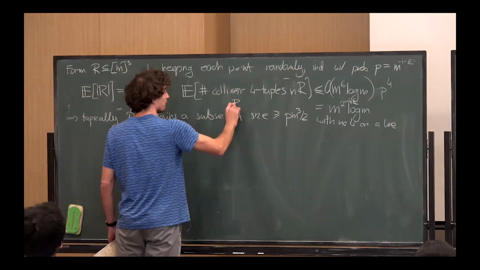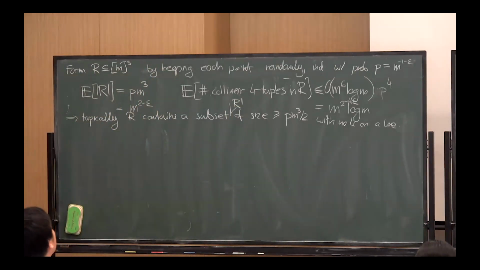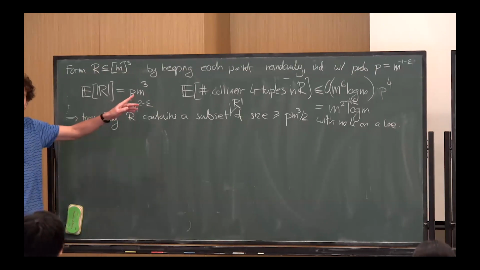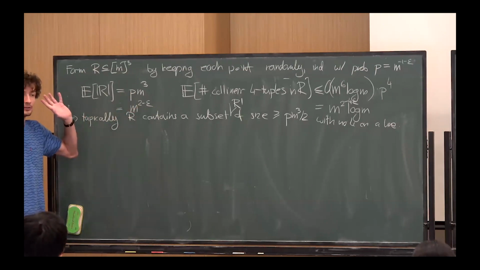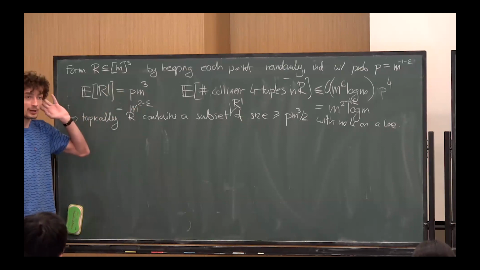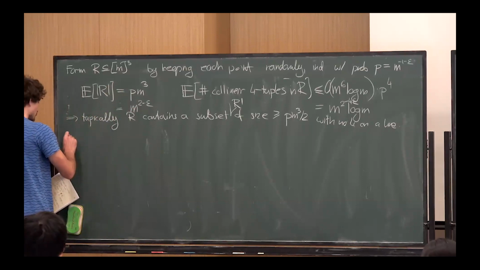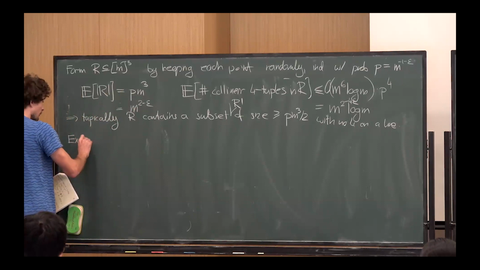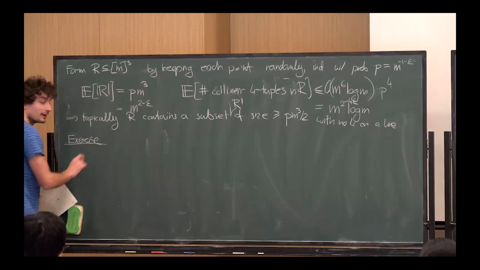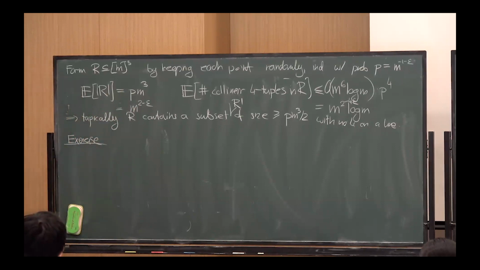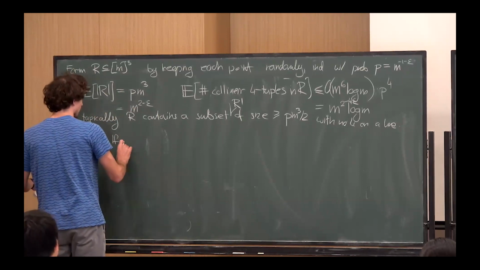And this will be our subset R prime. And the most difficult part now is to show that R doesn't contain any large subset with no three on the line. Unfortunately, I already see that I won't be able to get through all the details. So something that was supposed to be a lemma, I will just turn into an exercise. And the exercise is the following.